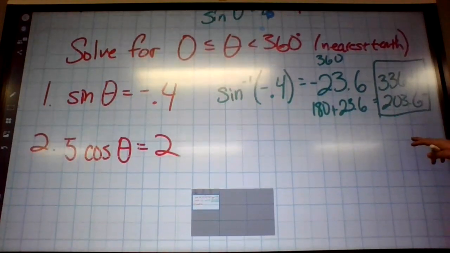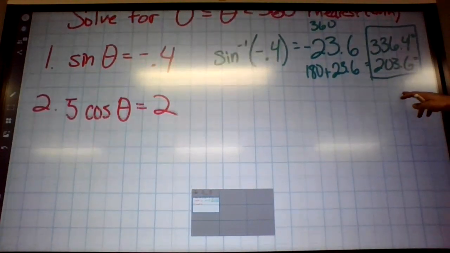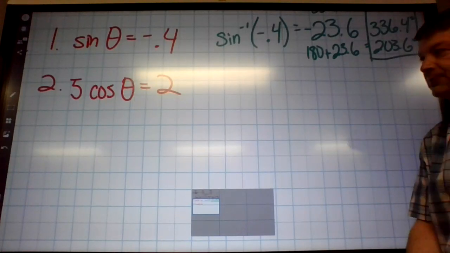Alright, number 2, what's the first step going to be? Divide by 5, and then it's pretty much the same thing.